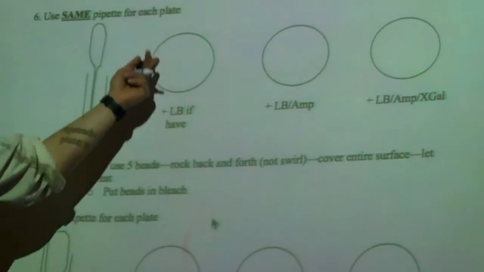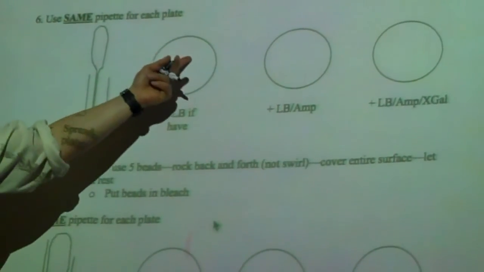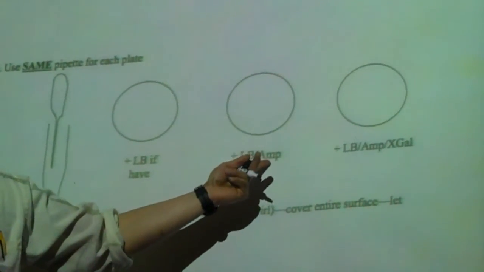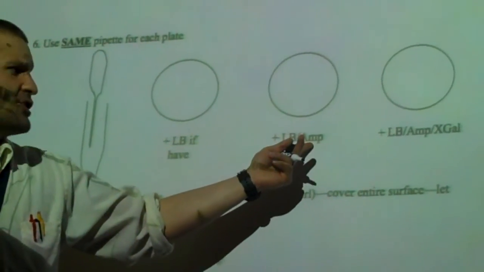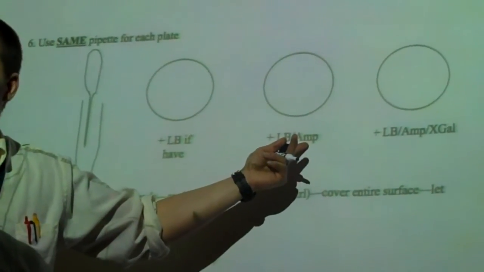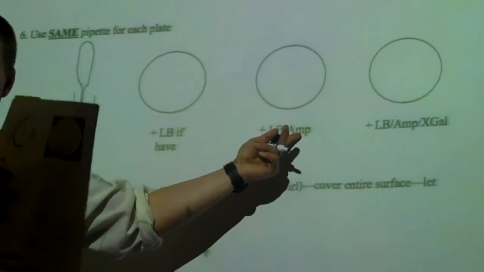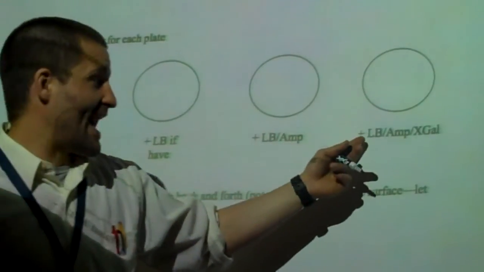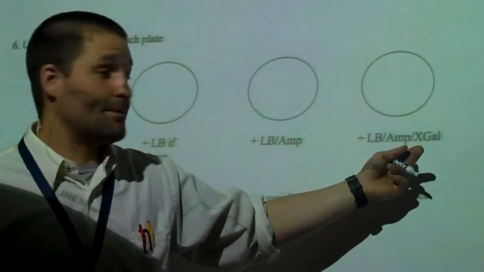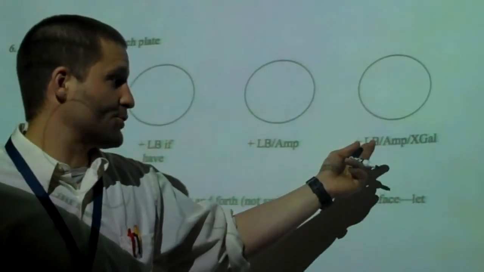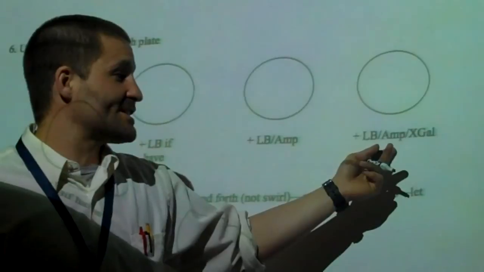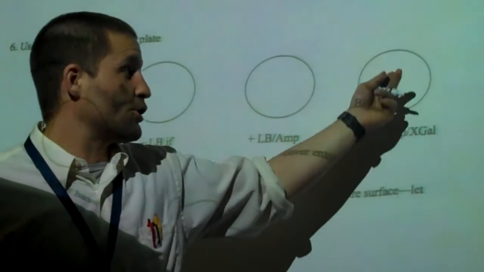Now LB plus amp. This plate just has LB in there. This plate has LB and amp. What's amp again? Ampicillin. It's going to kill all the bacteria that don't have the new plasmids that we inserted. This one's going to have LB, amp, and X-gal. Remember, these are chemicals that are in there, nutrients, right? So this one is going to turn blue.